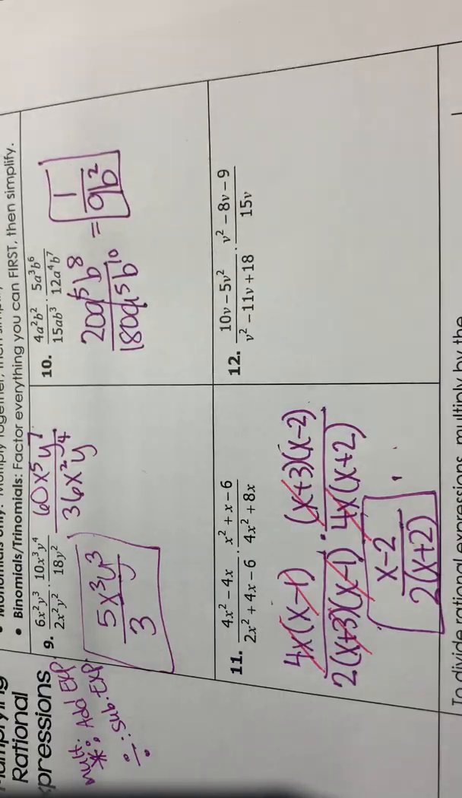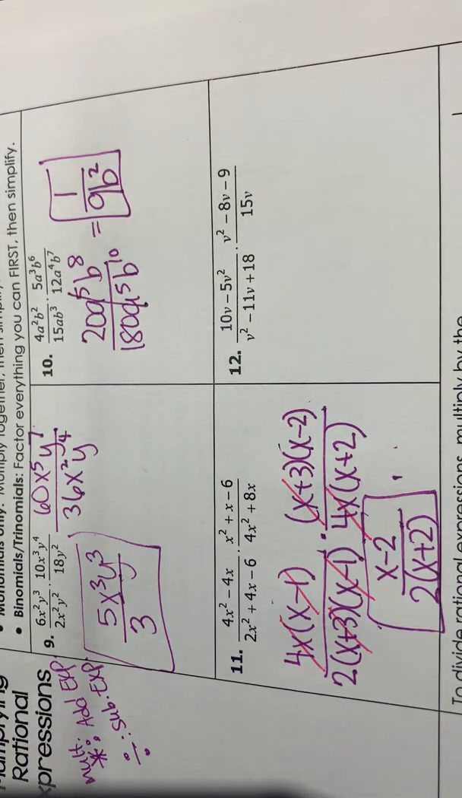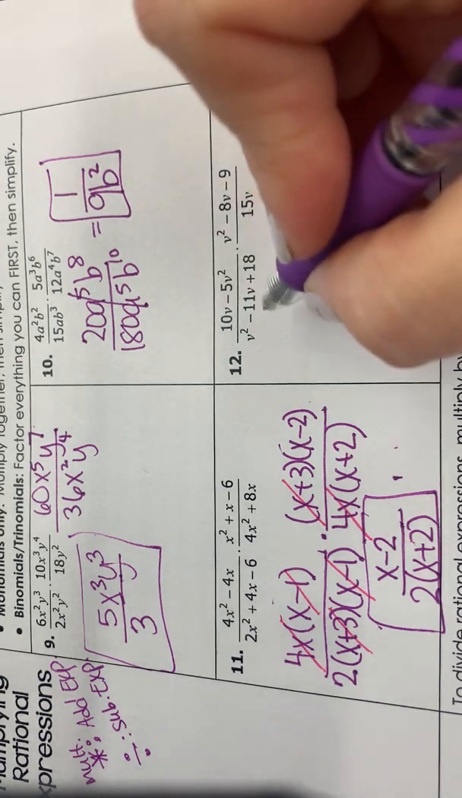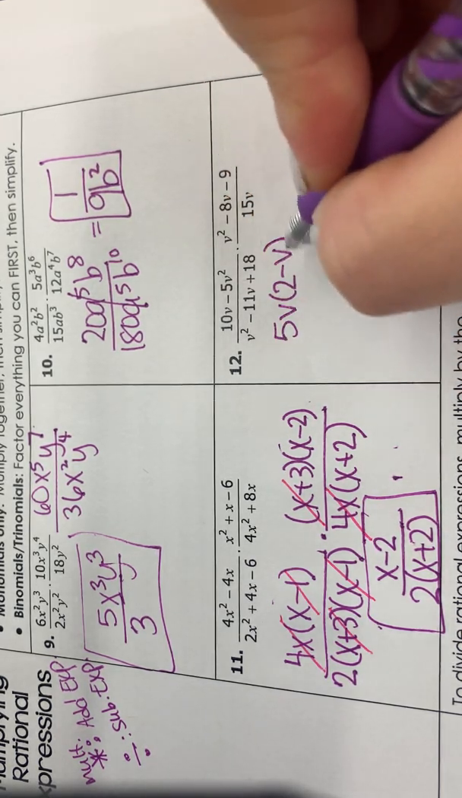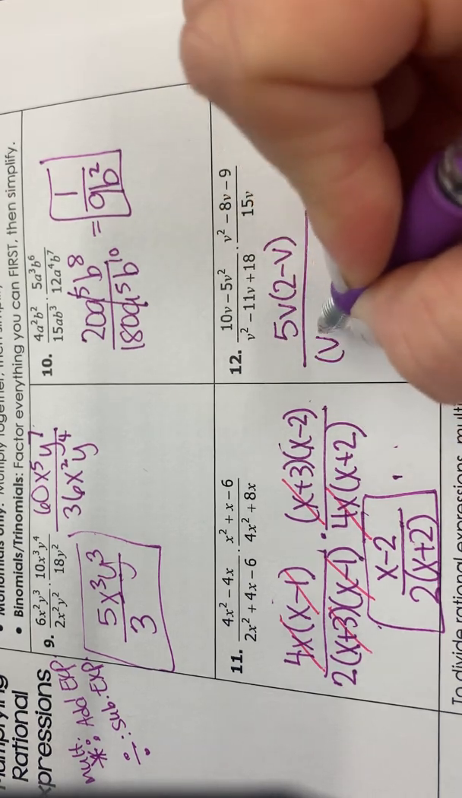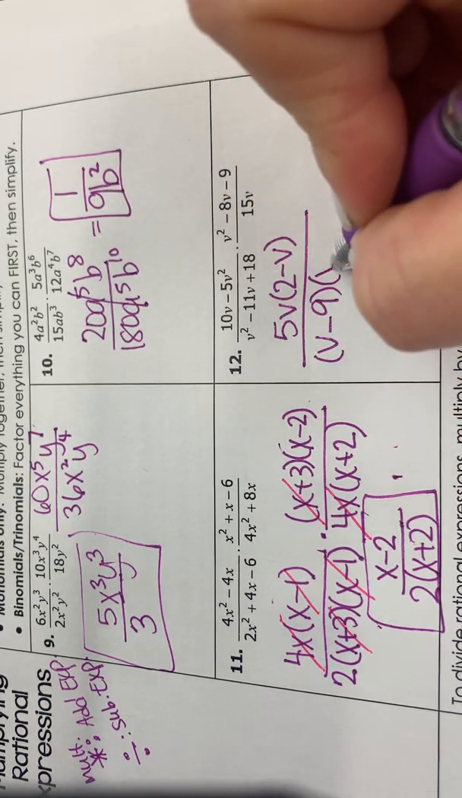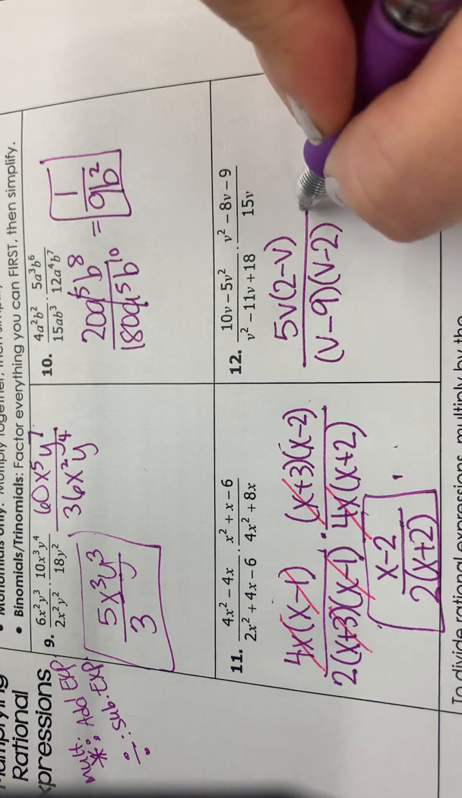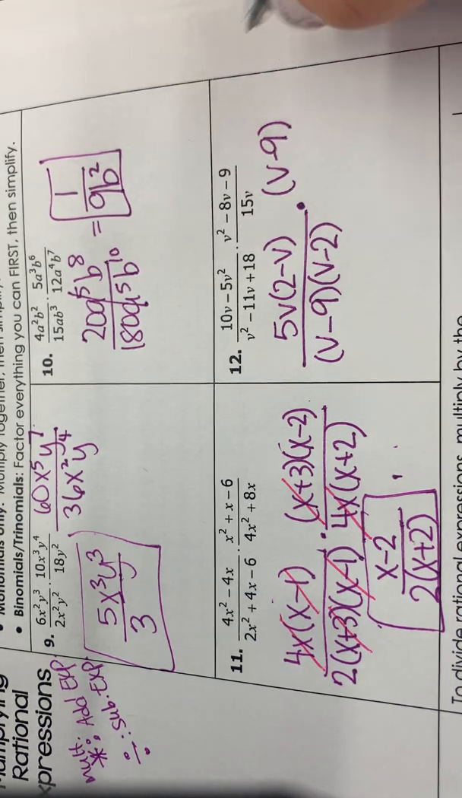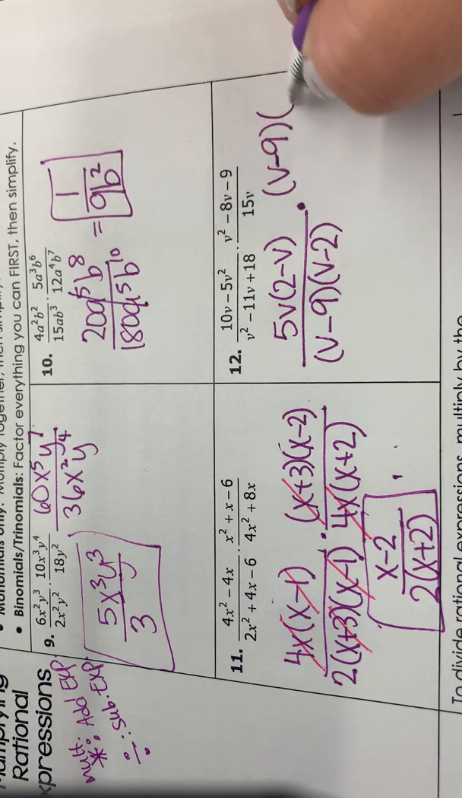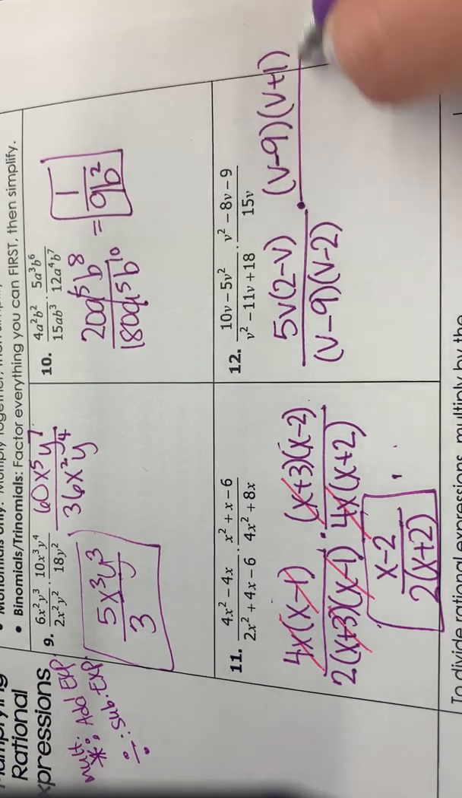Okay. Number 12. When you factor between GCF and trinomials, and guys, I know Miss Wilkins has some factoring videos, okay?